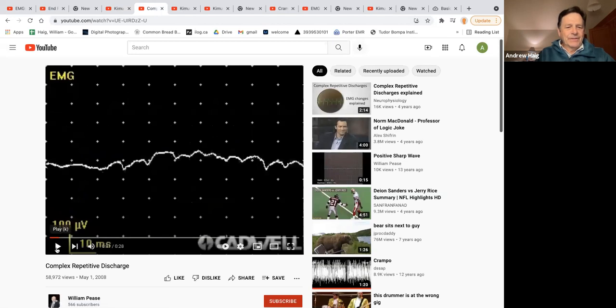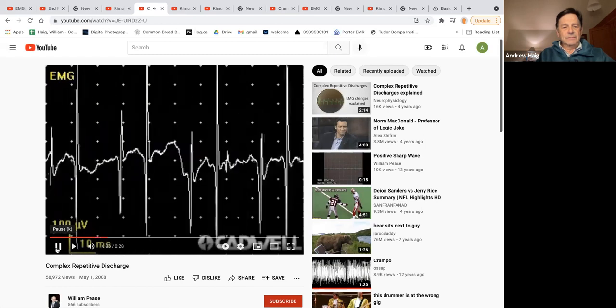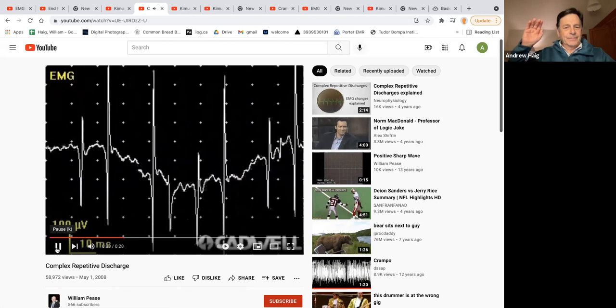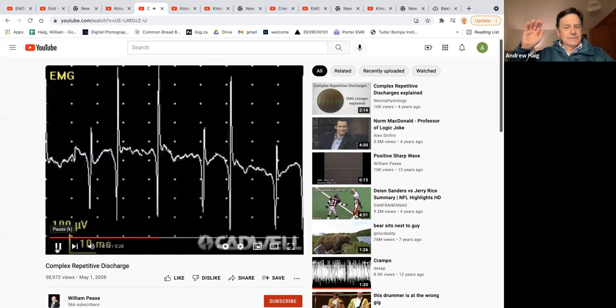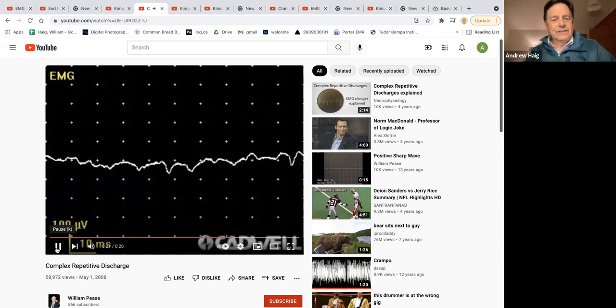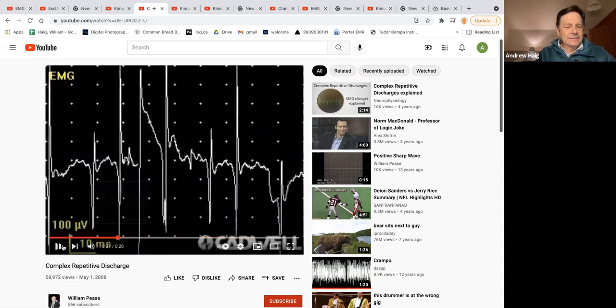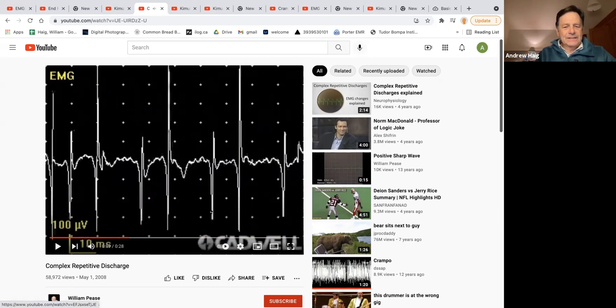Now the silly ones. This is a complex repetitive discharge. Listen to it start and stop suddenly. Stops. He's trying to dig around and get some more. So you're looking for it to start and stop suddenly. And then if you actually look at it, the firing rate is pretty consistent. And this one is the same height as this one, and they don't change in shape. So it's kind of easy to tell the complex repetitive discharges from the next thing I'll show you, which is a myotonic discharge. Because they're all kind of consistent and it stops and starts suddenly.